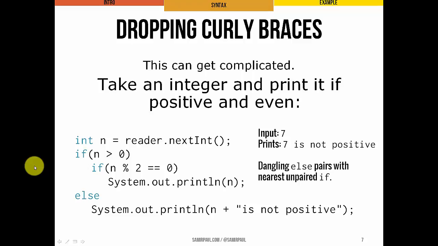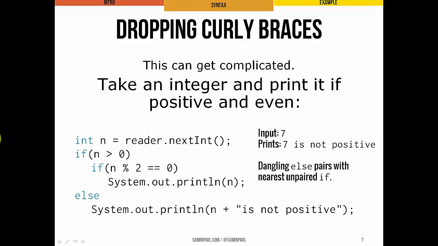Here we have a little chunk of code. What we want to do is take an integer and print it if that integer that we took is positive and even. So in this first line, we have a scanner object called reader calling the nextInt method and assigning whatever we get into the variable n. If n is greater than 0, then we want to go on here. Note there's no curly braces here, so we move on only to the next line of code. So if that's true, if n is greater than 0, then we check if n mod 2 equals 0. In other words, we check if n is even. If n is even as well, then we print System.out.println(n), so we print n just by itself, the number. Else, we print "n is not positive."